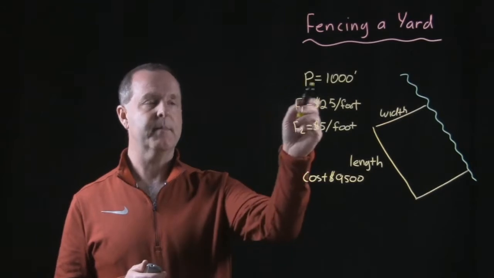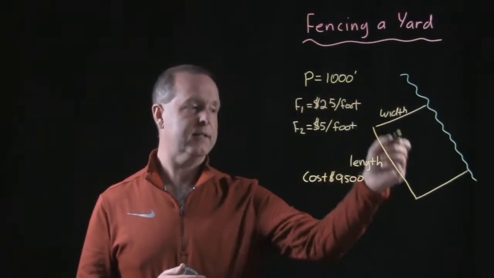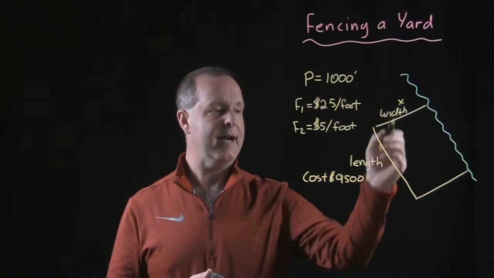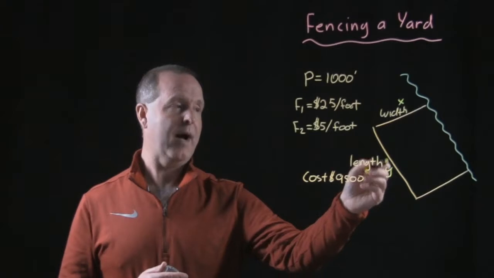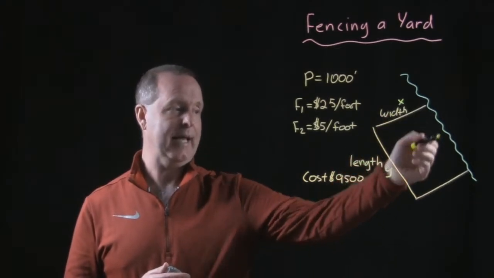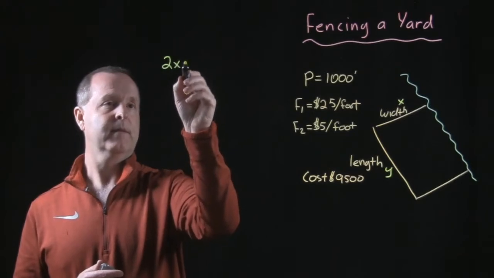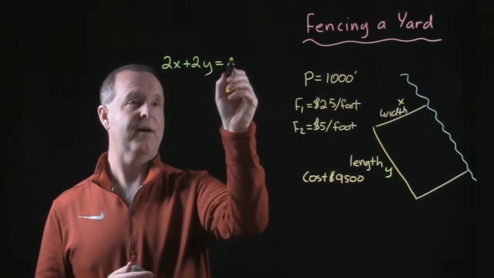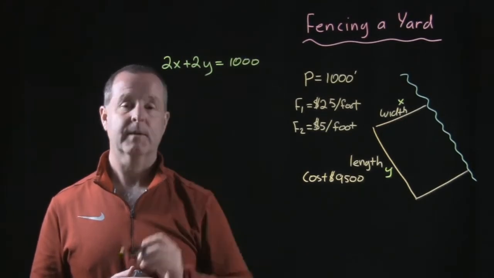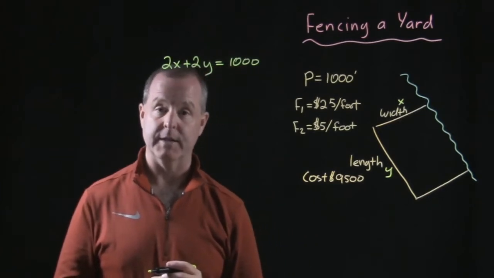First one we know is there's something about perimeter. We know that the perimeter is 1,000. Let's label this side x and the length y. Well, perimeter is length plus width plus length plus width, or 2x plus 2y. That's perimeter. In this case, we know it's 1,000 feet. So there's one equation. Now we need to try to decipher another equation.